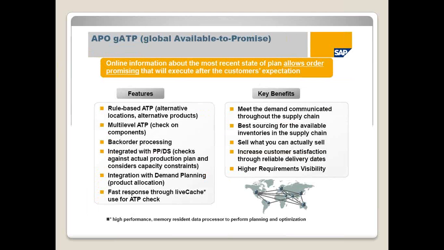Then GATP, global available to promise. If you get any sales order from the customer, it is going to give a promised delivery date. It will check based on your available stock, or in-progress stock, or available resources, when we are able to manufacture. It checks different rules and tells you when exactly you can do the delivery, so that based on that we can confirm the date. If the customer agrees, we can confirm the sales order with exactly the delivery date.